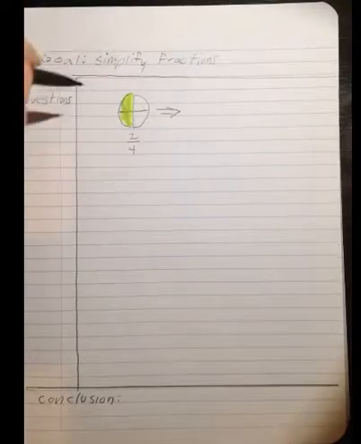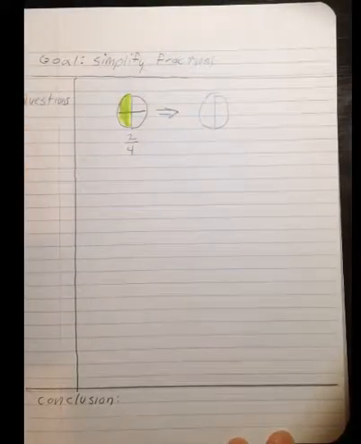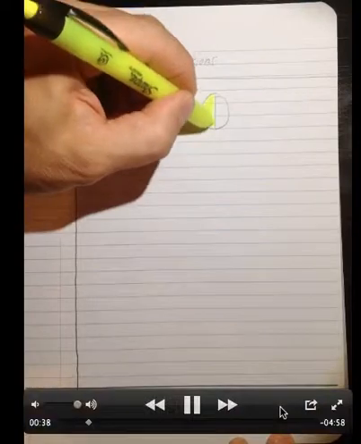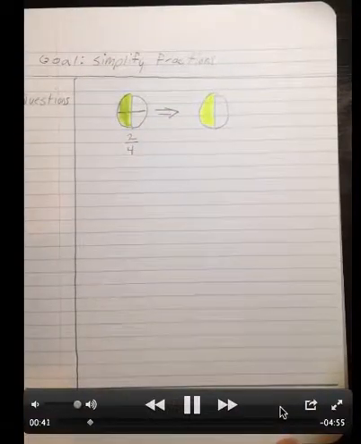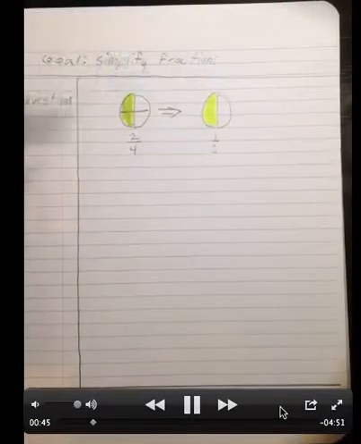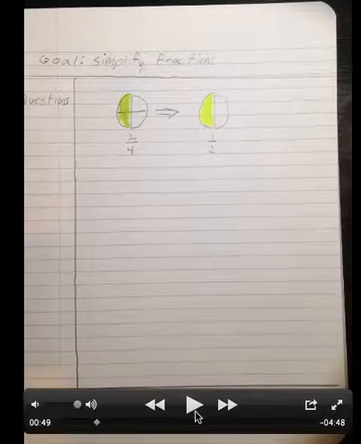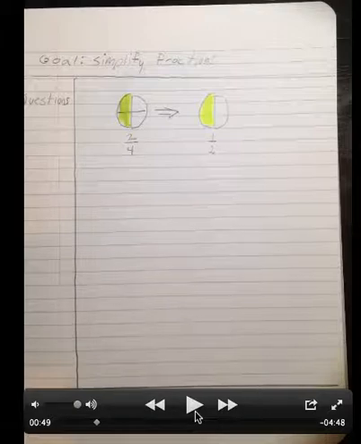We can write the same fraction in a simpler way by just taking a circle and cutting it in half and shading half of it. That's the fraction 1/2. Notice how the same amount of the circle is shaded.